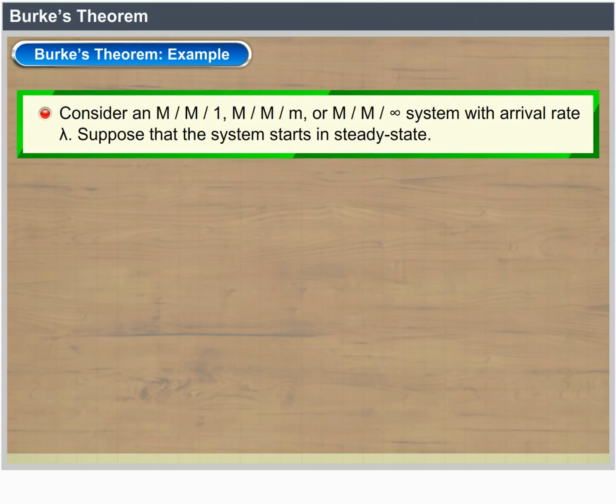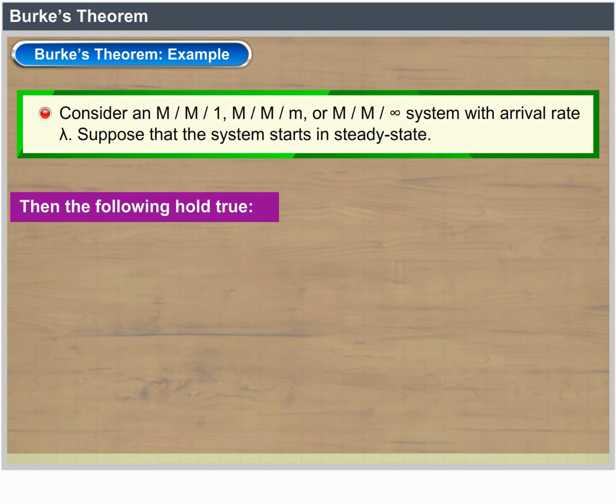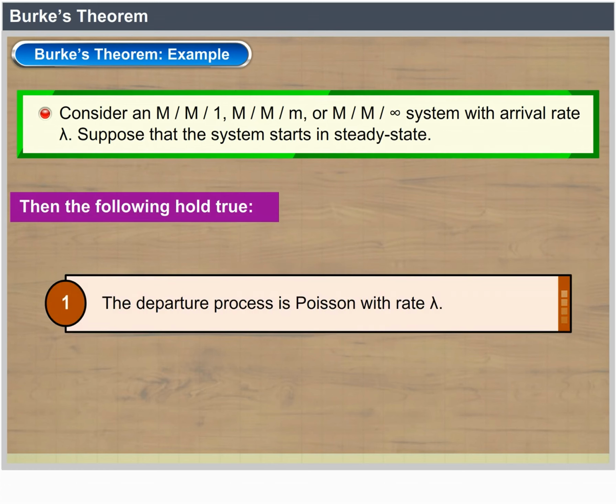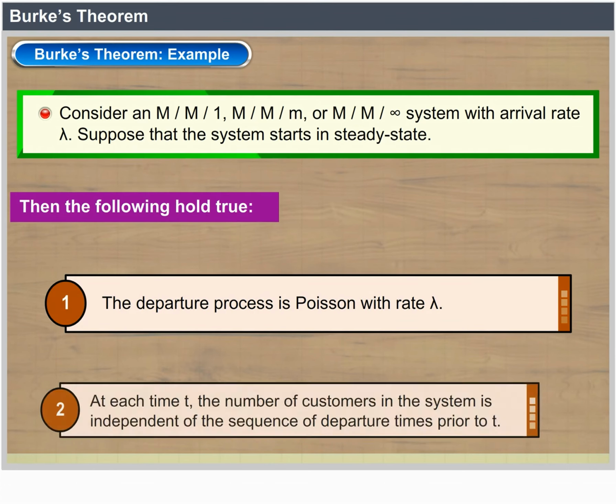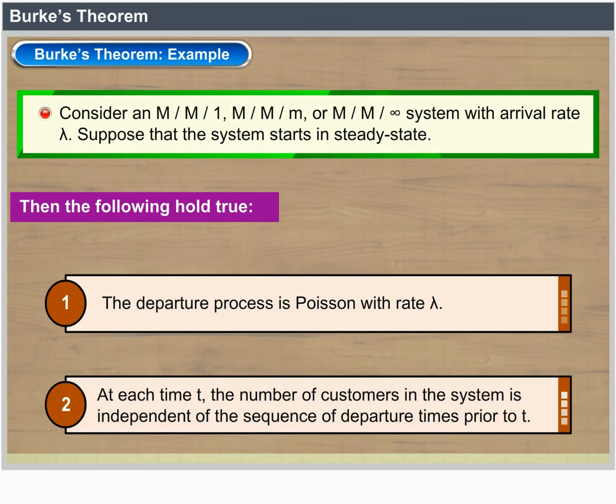Consider an M/M/1, M/M/m, or M/M/infinity system with arrival rate lambda. Suppose that the system starts in steady state. Then the following hold true. A: The departure process is Poisson with rate lambda. B: At each time t, the number of customers in the system is independent of the sequence of departure times prior to t.